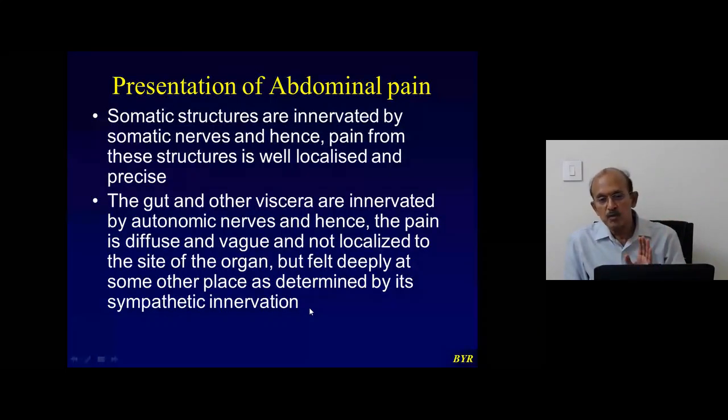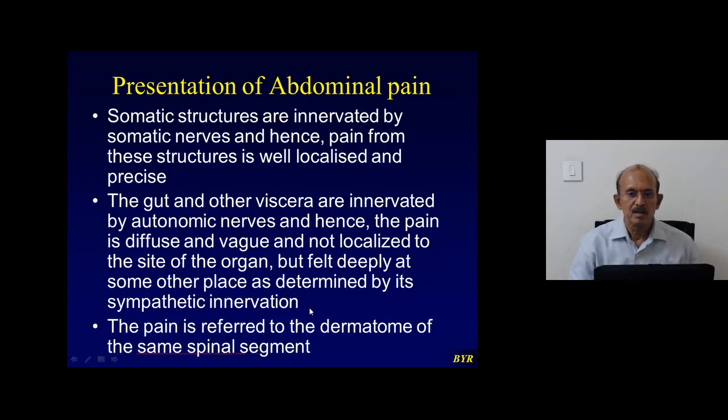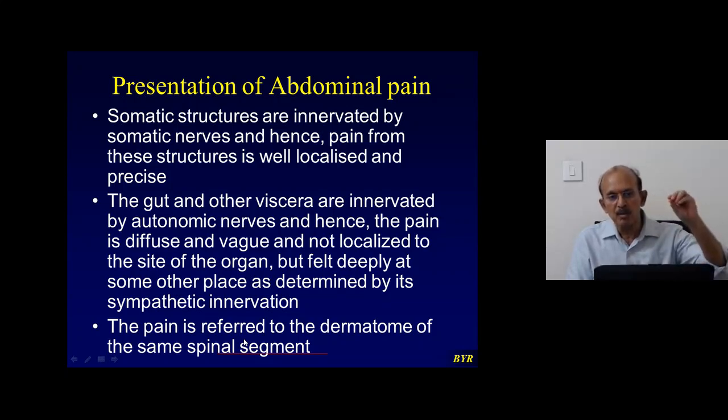That is why you can safely do any surgery on the abdominal organ by giving local anesthesia to the abdominal wall, provided you have not stretched the organ and you have not stretched the mesentery. When you stretch the organ, that means due to distension, or the organ is spastic, or the organ is ischemic, then it produces pain. The pain is felt not at the place where the organ is, but over the dermatome of the same spinal segment.